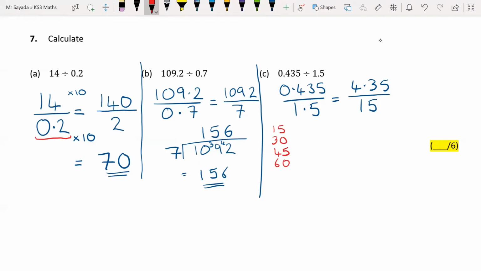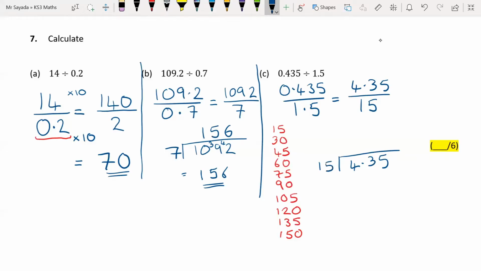So I'm going to do the rest of the list now so you can check that you're right. It's 75, then 90, then 105, then 120, then 135, then 150. So now we can do the division. Which number goes inside the bus stop? Hopefully you've said it's 4.35 because the number at the top goes in the bus stop.